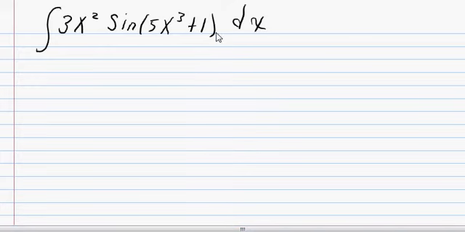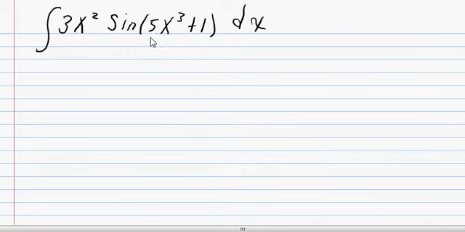All right, so I want to do this problem. I want to do integration via u substitution. So what I'm going to do is use u substitution to find the indefinite integral here. Okay. So how do I know that I can use u substitution? If I look inside this parentheses, I have here the indefinite integral of 3x squared sine of 5x cubed plus 1.